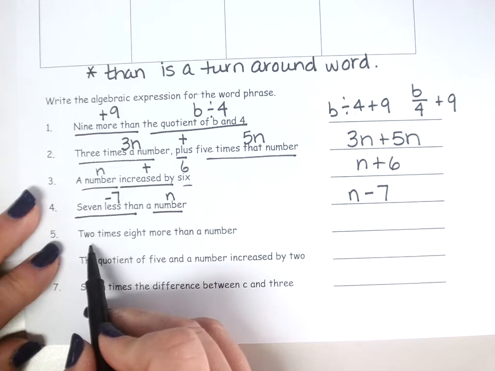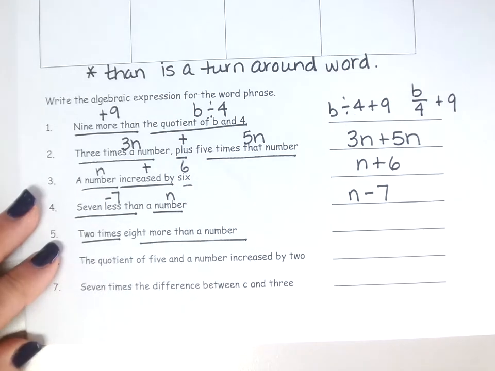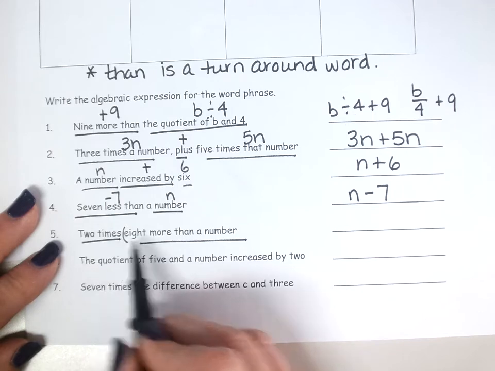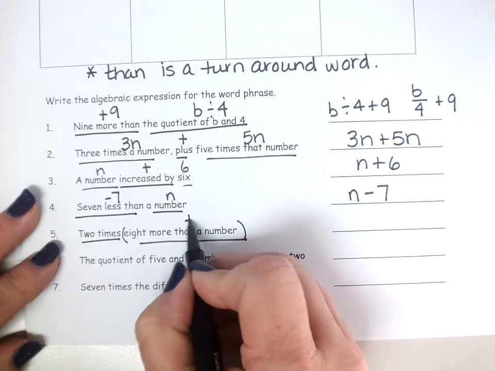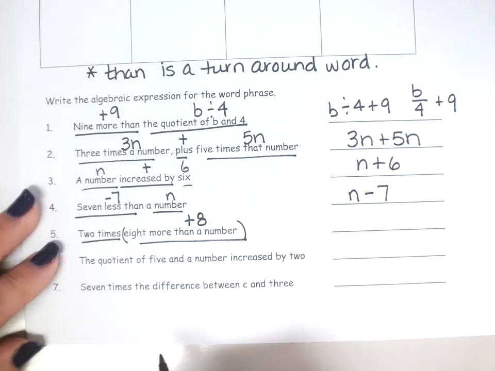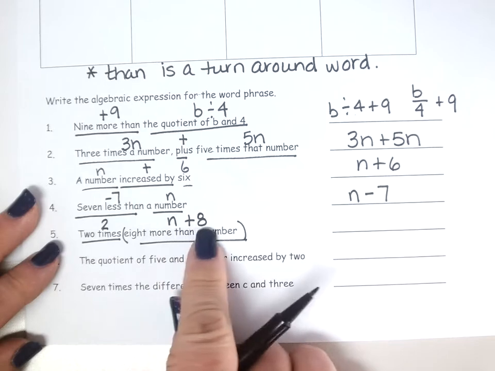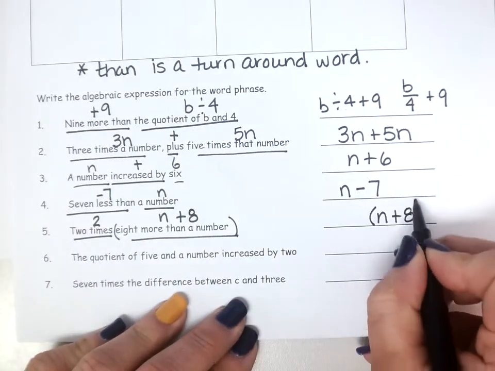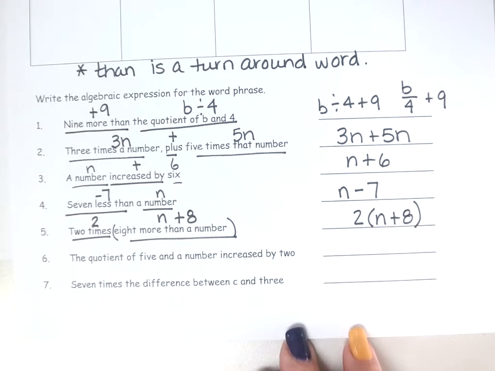2 times 8 more than a number. So this one is one where I need to times it by this whole amount. If I have to write 8 more than, it's plus 8, so it's 8 more than a number, but I have times 2. So you want a plus first. Remember, if it's addition, you can't add first unless it's in parentheses. So this one would look like this.